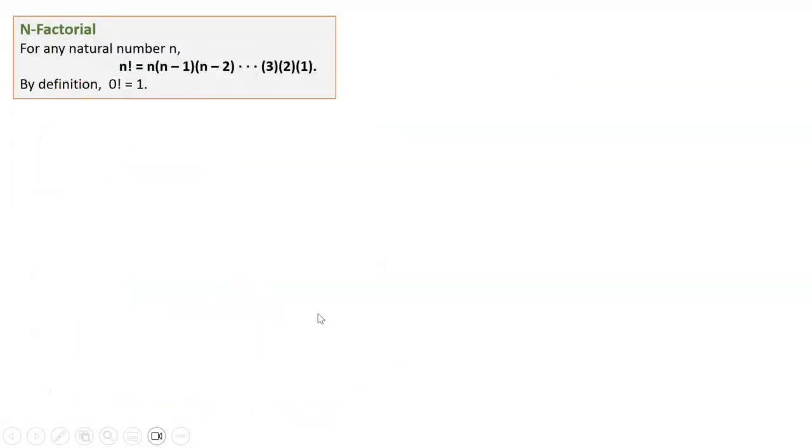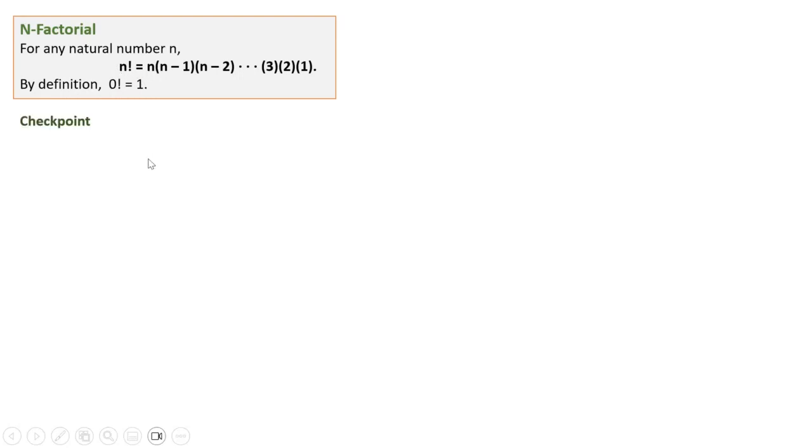Anyway, now we're doing factorial. And again, I'm briefly going through each topic because all those topics will also be on the exam. That's why I'm going briefly. That way I'll have time to actually do an exam review. Now, n factorial. For any natural number n, the exclamation mark means factorial. N factorial is equal to n times n minus 1, n minus 2, n minus 3, until you get to 3, 2, and 1. By definition, 0 factorial is equal to 1.